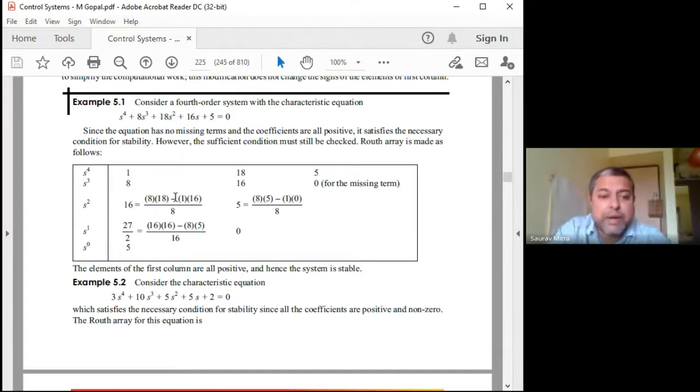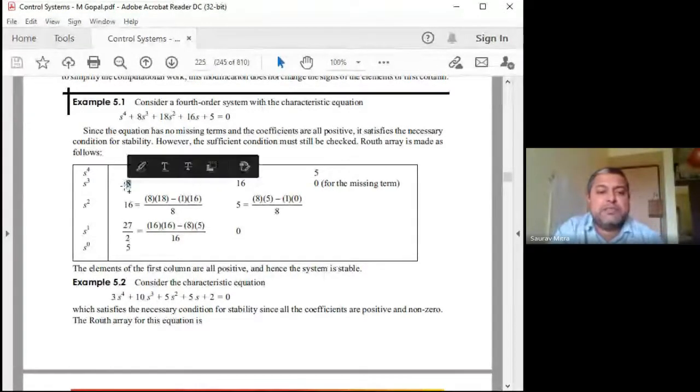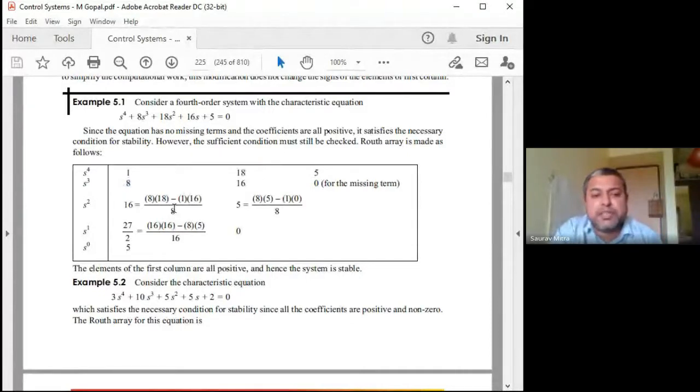So it is shown here: minus top into bottom. You start from bottom left, go to top right, this 8 into 18, and second, top left into bottom right, with a minus, and divided by this thing. So divided by this 8. This is very important. So what is the denominator? The denominator is this 8.